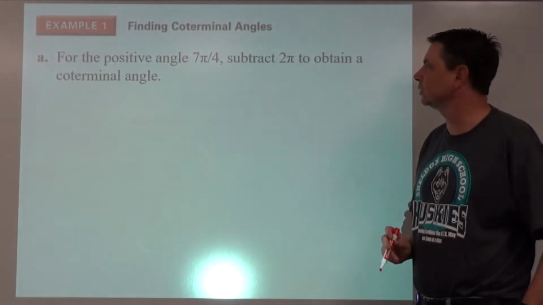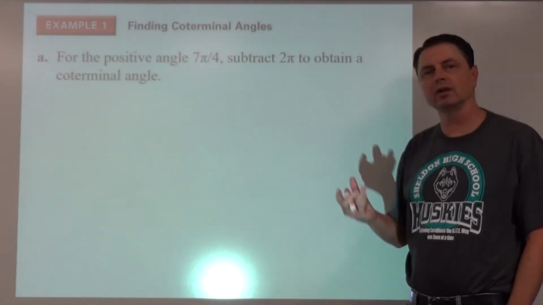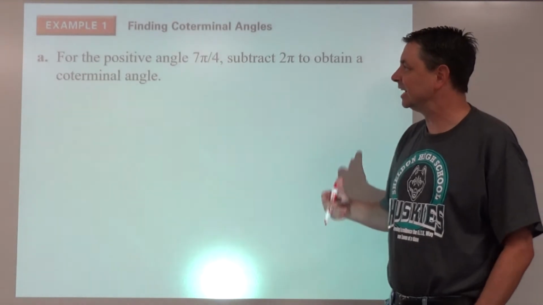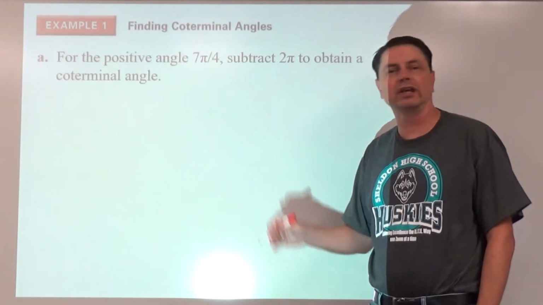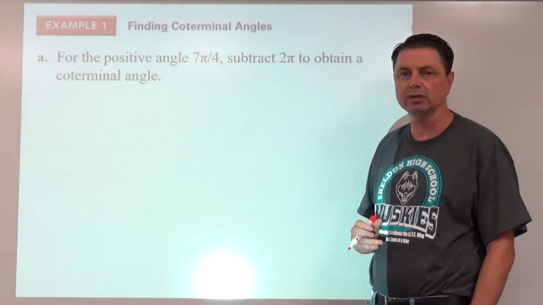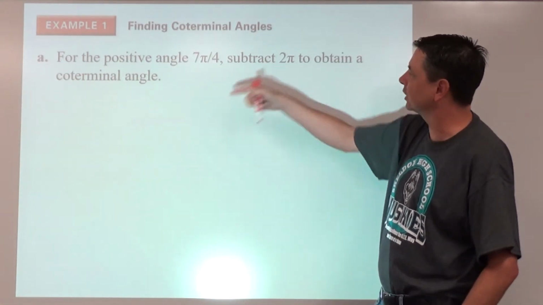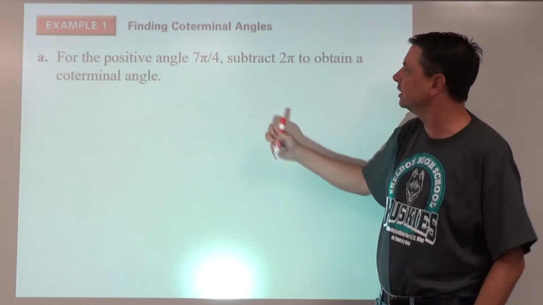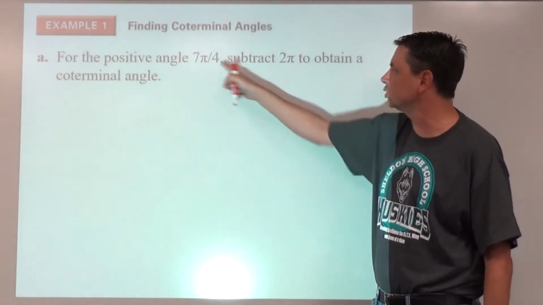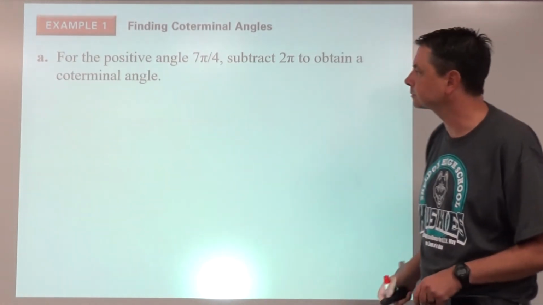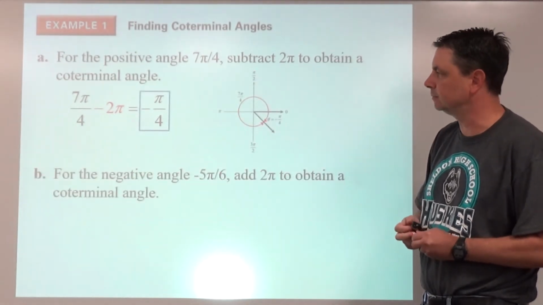For the positive angle 7 pi over 4, how do we get coterminal angles? Coterminal angles will end up in the same spot. So if we just go another rotation around, or the reverse, we're going to get coterminal angles. That's why one strategy is to subtract 2 pi, because 2 pi is one rotation around. If we subtract 2 pi from 7 pi over 4, we're going to get a coterminal angle.